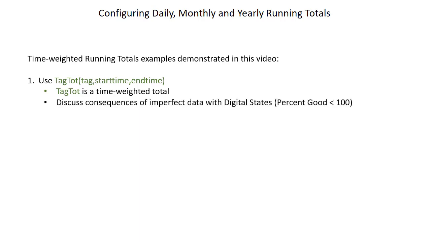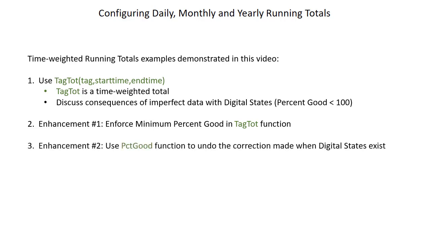We'll discuss the consequences of imperfect data, such as digital states like I/O Timeout or Shutdown. This is known as the %good, and having less than 100% good will have an impact on your calculation. We're going to make an enhancement to our first solution by enforcing a minimum %good in the TagTot function. And then we're going to make a second enhancement where we explicitly use a %good function to undo a correction that is inherently made in the TagTot function when a digital state exists. Let's go ahead and get started on our first run of the solution using TagTot.